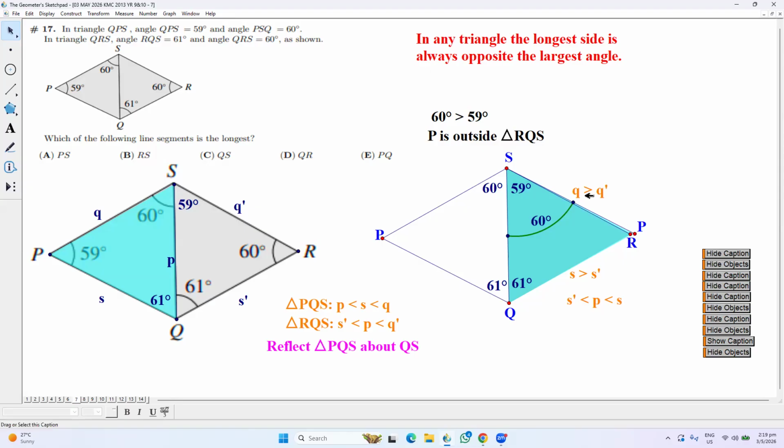Q must be bigger than Q prime, because if you join straight, join to R is Q, you join to R is Q prime. So Q is bigger than Q prime. So PS is longest. Okay, SR is Q prime, SP is Q.